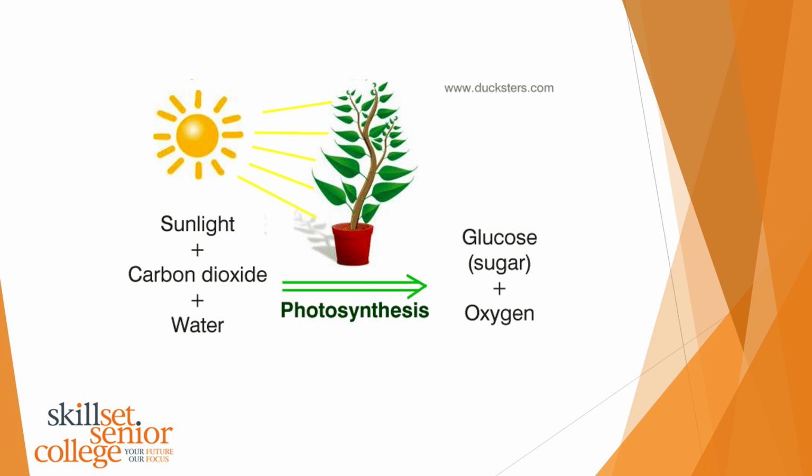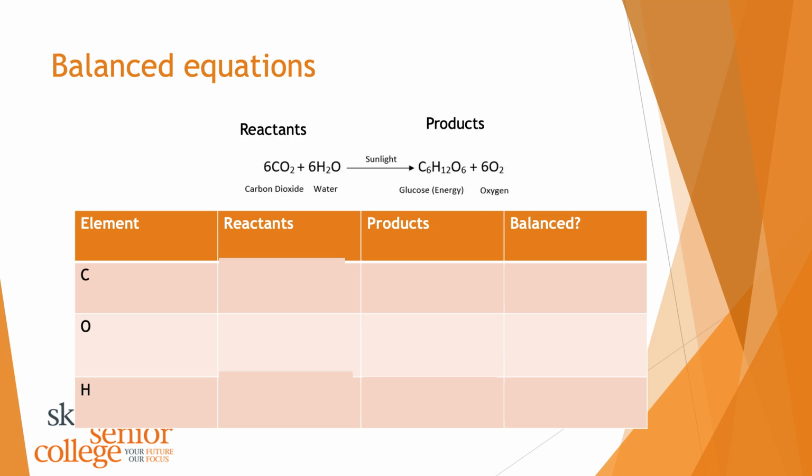And it's a really nice looking equation as well. You can see here 6 molecules of carbon dioxide plus 6 molecules of water, H2O, plus sunlight, you need sunlight to make the chemical reaction happen, results in glucose and energy. So we're going to do the same thing we did in the last slide, where we're going to look at each part of the reactants and products and make sure that they are balanced.